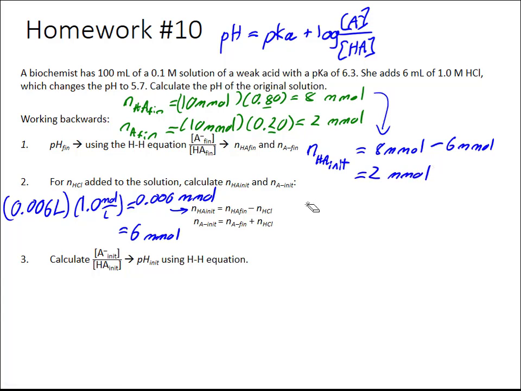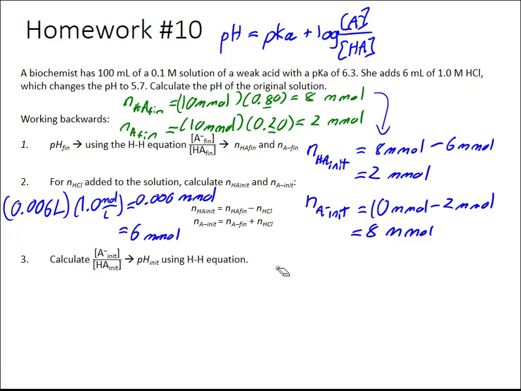And to calculate the initial amount of conjugate base, we can either use this relationship here, or since we know the total is 10, we can just say 10 millimoles minus the 2 millimoles shown above, or 8 millimoles.